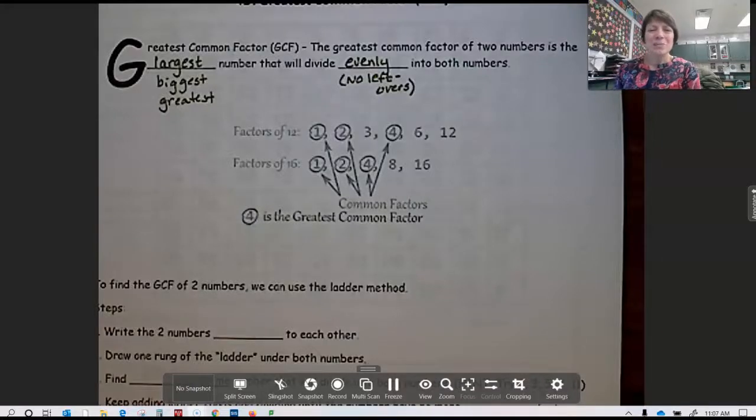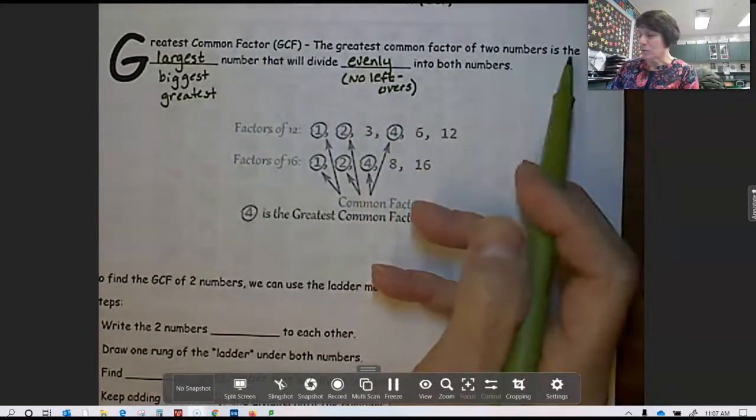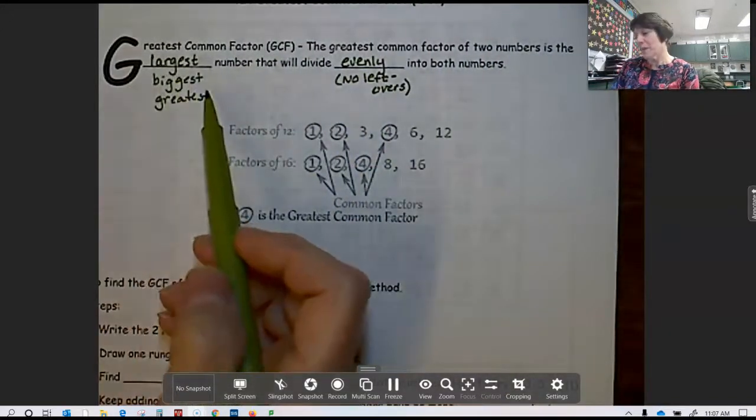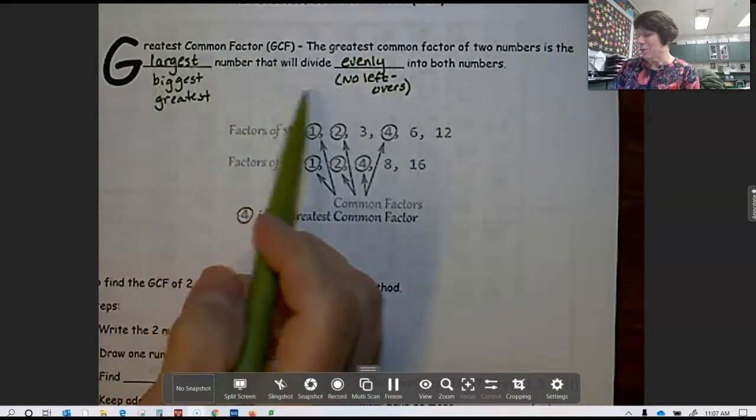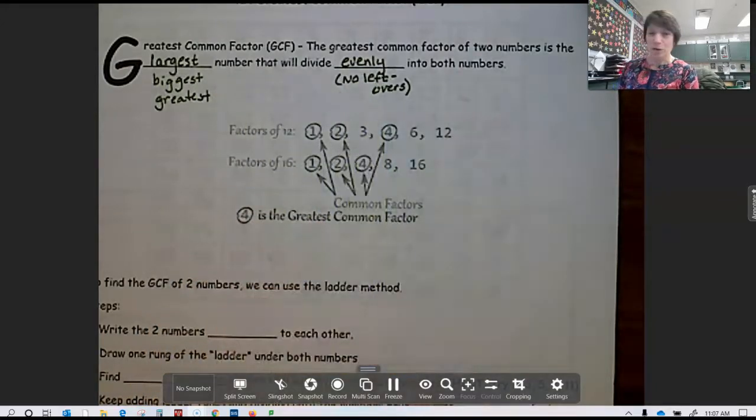Hi everyone, our job today is to learn how to find the greatest common factor of two numbers. So let's define it first of all. The greatest common factor of two numbers is the largest or biggest or greatest number that will divide evenly, meaning no leftovers or decimal parts, into both numbers.